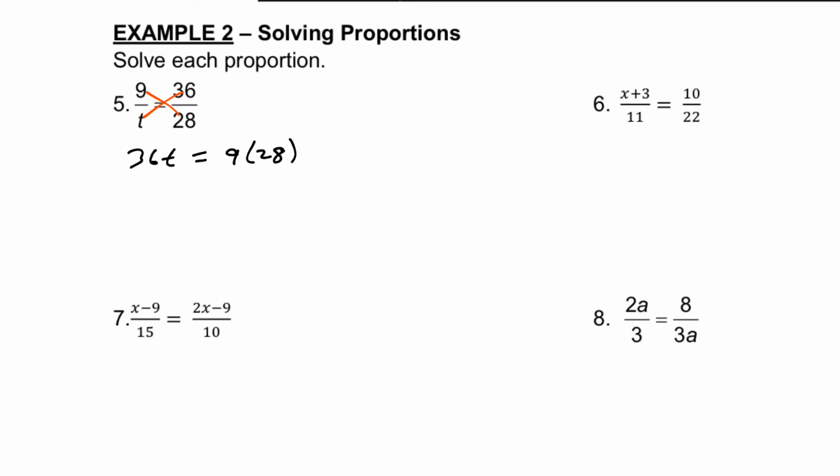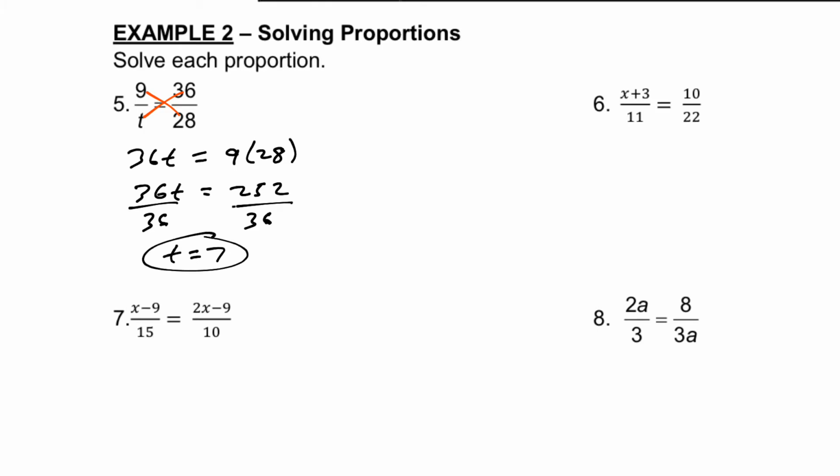We have 36t then is equal to 9 times 28, which is 252. And then we're going to divide both sides by the number out in front of the variable. So we divide both sides by 36. And we get t is equal to 7.